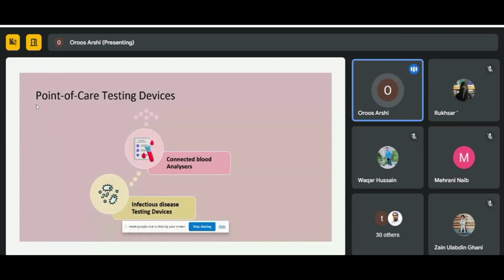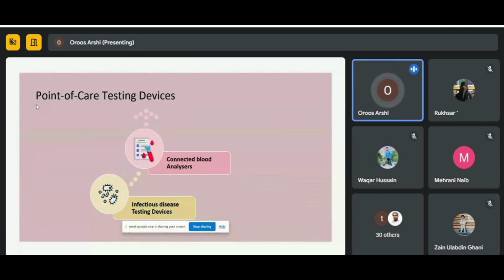We'll move to point of care testing devices, which include connected blood analyzers and infectious disease testing. Point of care testing tools with IoT capabilities increase patients' access to diagnostic testing. A portable blood analyzer provides speedy results for several blood tests. By using IoT, it permits instant communication of test results to healthcare providers, making quicker decision making possible. IoT also enables infectious disease testing devices such as fast diagnostic tests to deliver prompt results at the site of treatment.